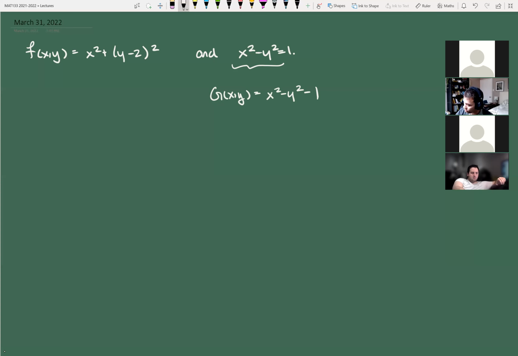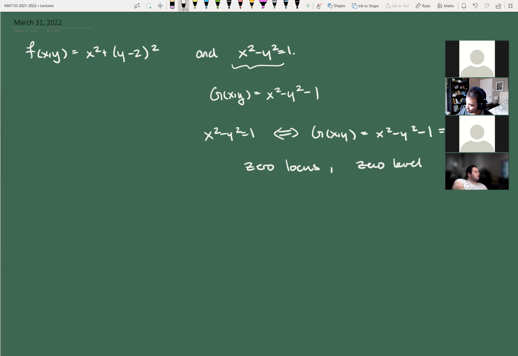So here's what I mean. x squared minus y squared equals 1 is the same thing as saying g of x, y equals x squared minus y squared minus 1 is equal to 0. This is called a 0 locus sometimes, or a 0 level set. Those are the words we use for it. But you see that those are the same thing? Because if this is 0, then we just put the 1 on the other side, right?